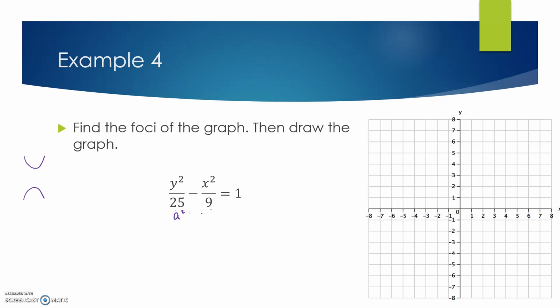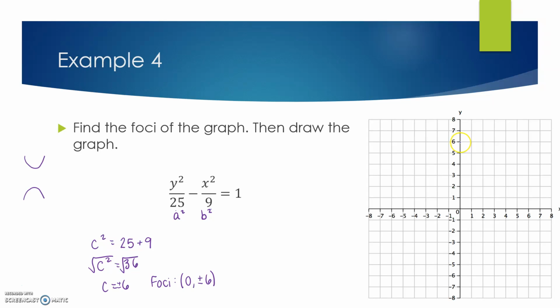This is my a squared, this is my b squared. And so I'm going to say, okay, I've got c squared has to equal a squared, which is 25, plus 9. So I'm going to get c squared equals 36, so c would equal 6 when I take the square root of each of those. And then because y comes first, the focus point has to go in the y coordinate. So I'm going to say my focus, or my foci, are 0, plus or minus 6.